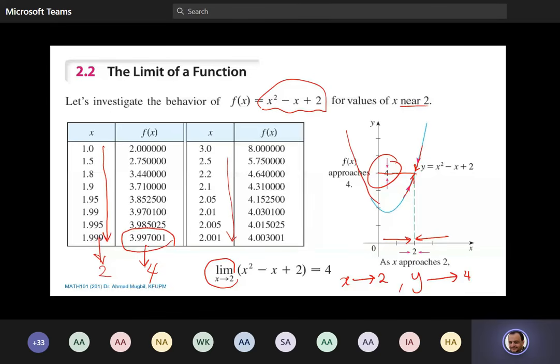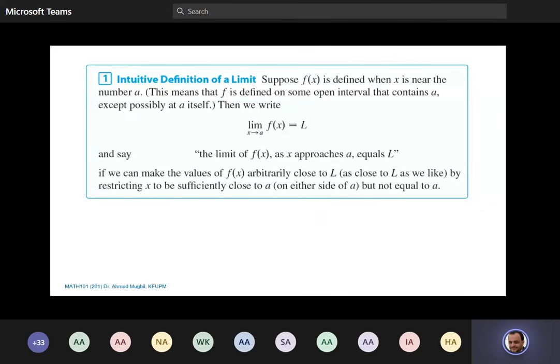This will lead us to the initial definition of the limit. It is not the formal definition, by the way. We will take the formal definition in 2.4. Now, if you have a function that is defined or not at a, it is not important to be defined at a. We just need it to be defined near a, around it. This means that f is defined on some open interval that contains a, but not necessarily at a itself.